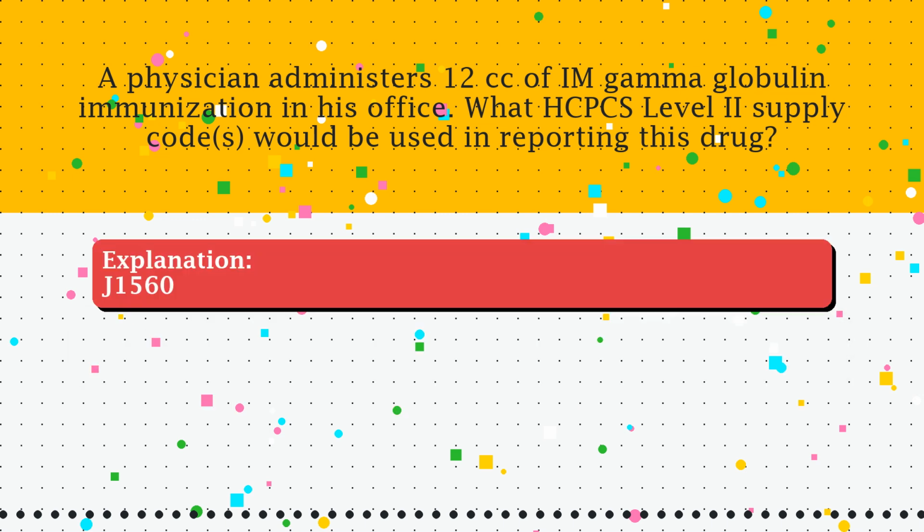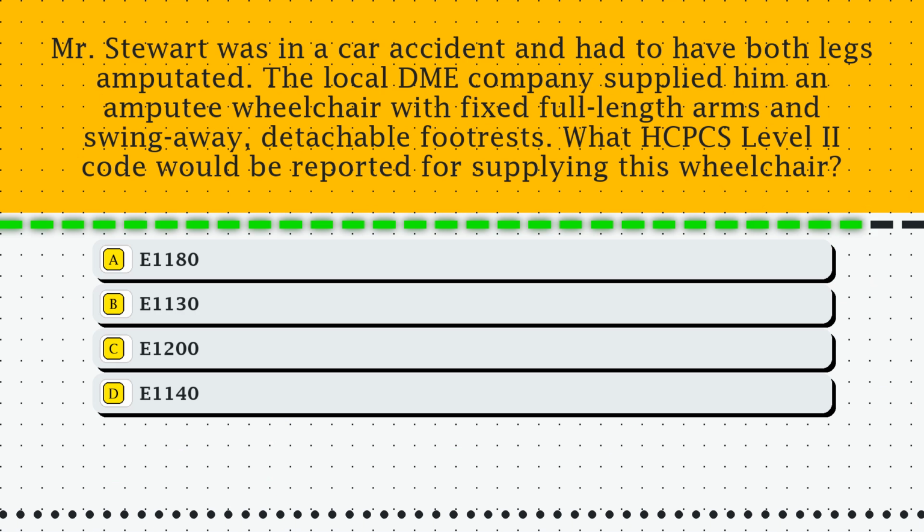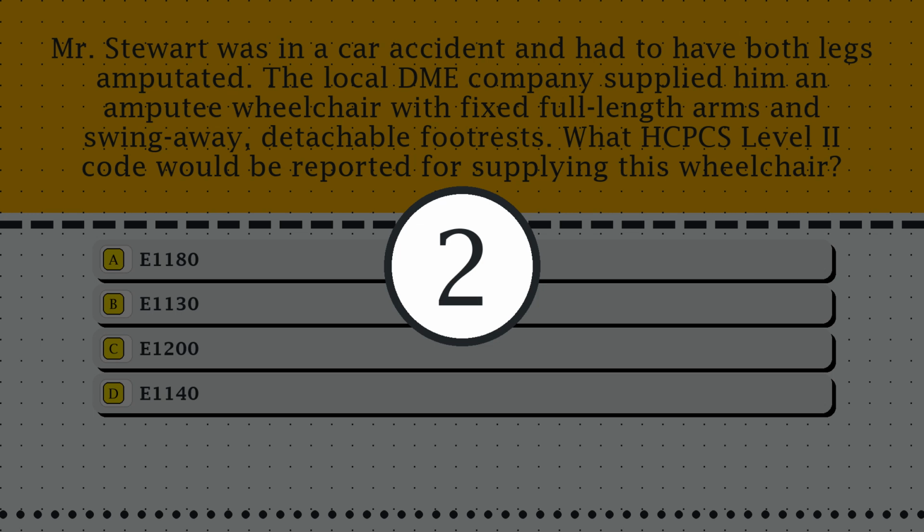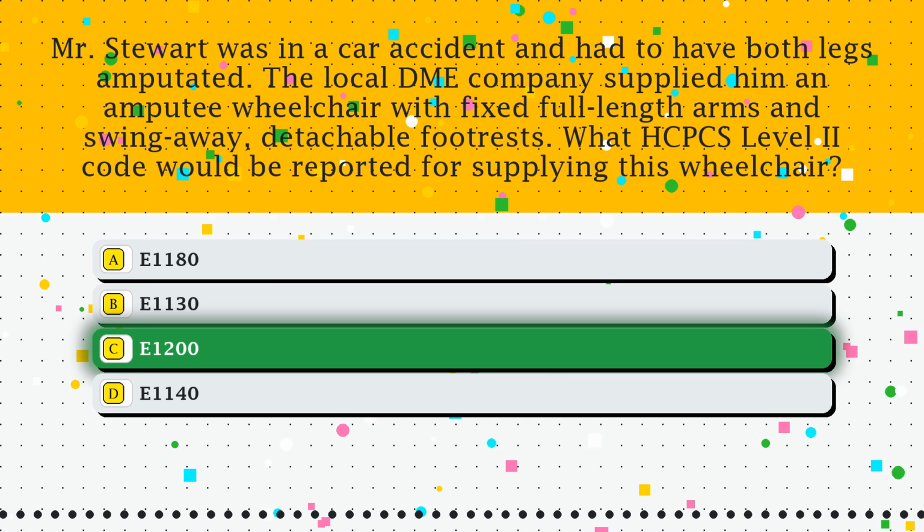Question 180. Mr. Stewart was in a car accident and had to have both legs amputated. The local DME company supplied him an amputee wheelchair with fixed full-length arms and swing-away, detachable footrests. What HCPCS Level 2 code would be reported for supplying this wheelchair? Option A, E1180. Option B, E1130. Option C, E1200. Option D, E1140. The correct answer is option C, E1200.